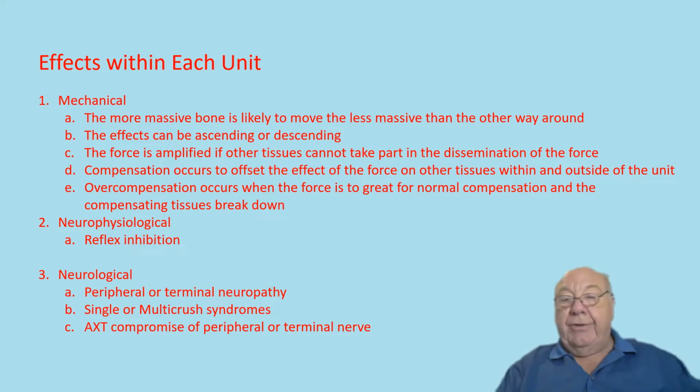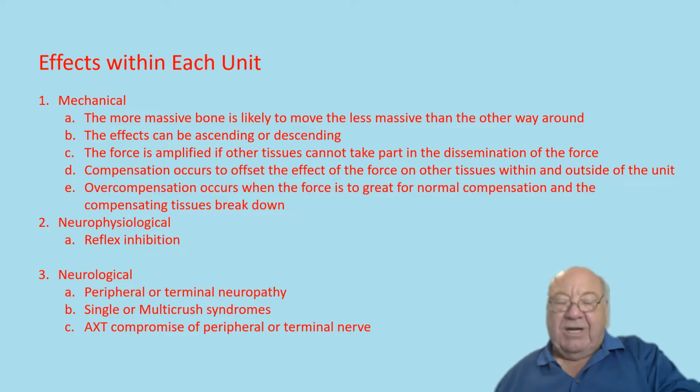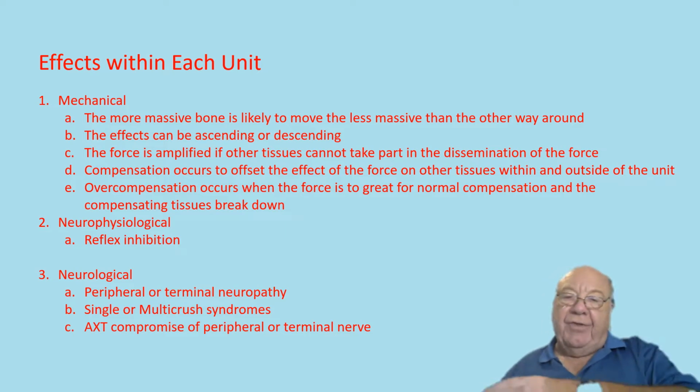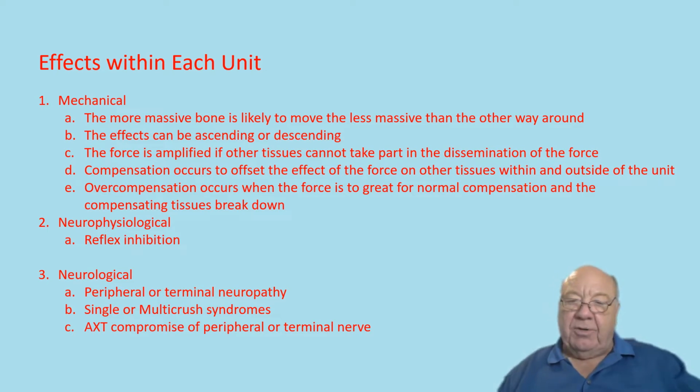So back to the lower quadrant, mechanical, hugely influential. First principle is the more massive bone will move the lesser massive bone much more often than the less massive bone can move the more massive bone. It's as simple as that. So if you're trying to figure out what caused what, the lesser massive bone is unlikely to be the cause of a more massive bone breaking down. It's going to be the other way around, almost always.